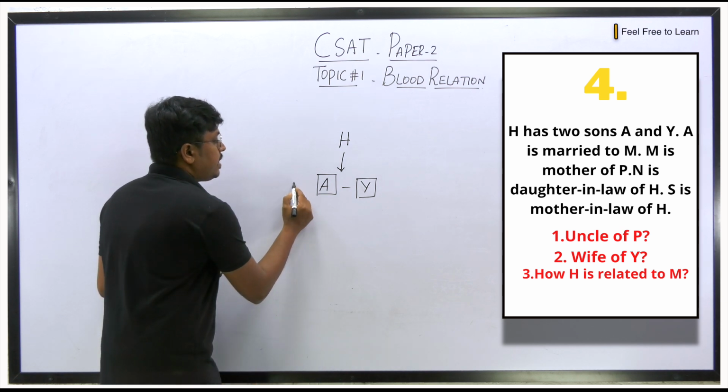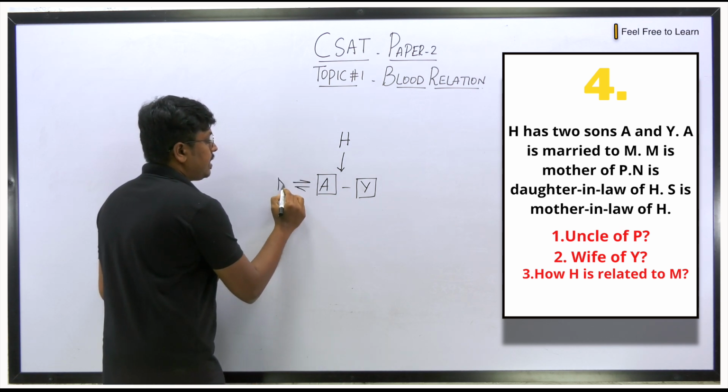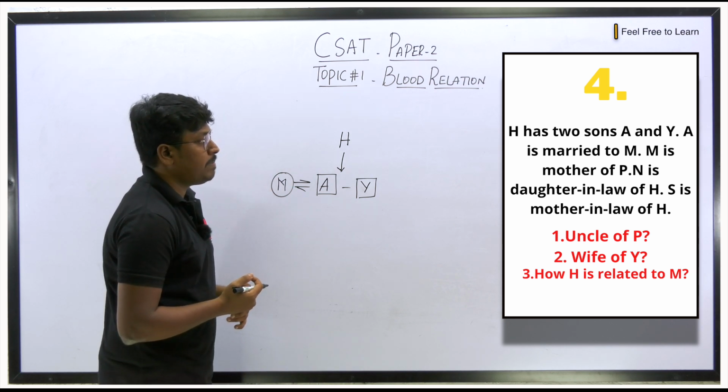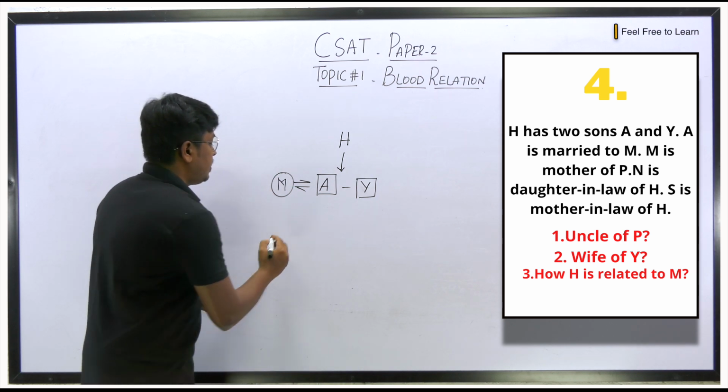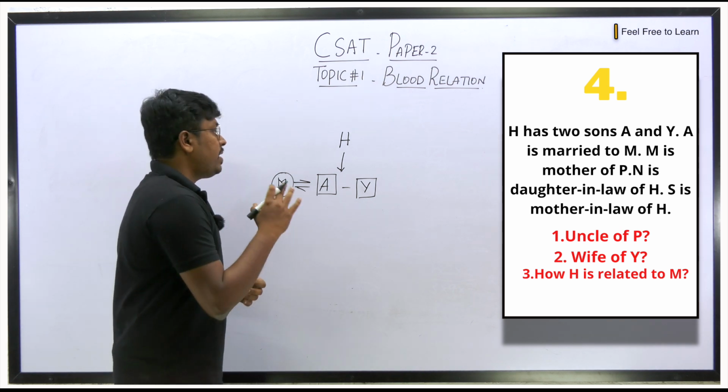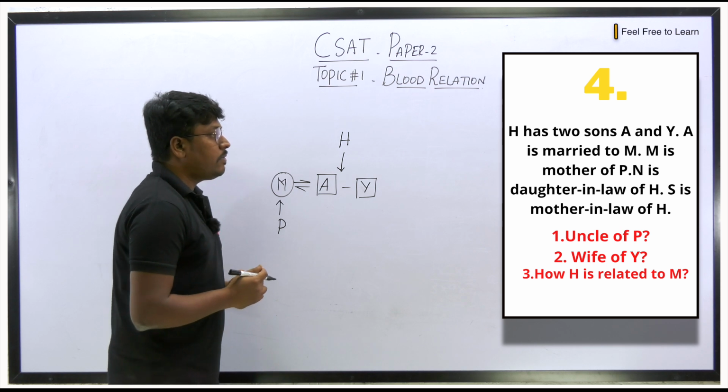So A is married to M, then definitely we can say that M will be the female person. So next point, M is mother of P. So P's mother is M. Okay. So next point, N is daughter-in-law of H.